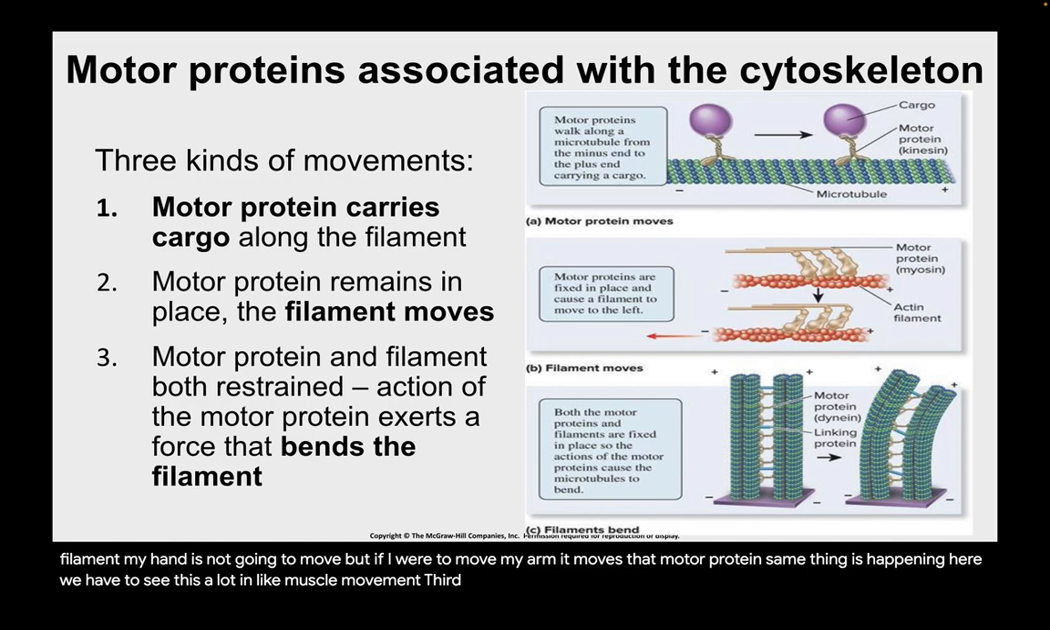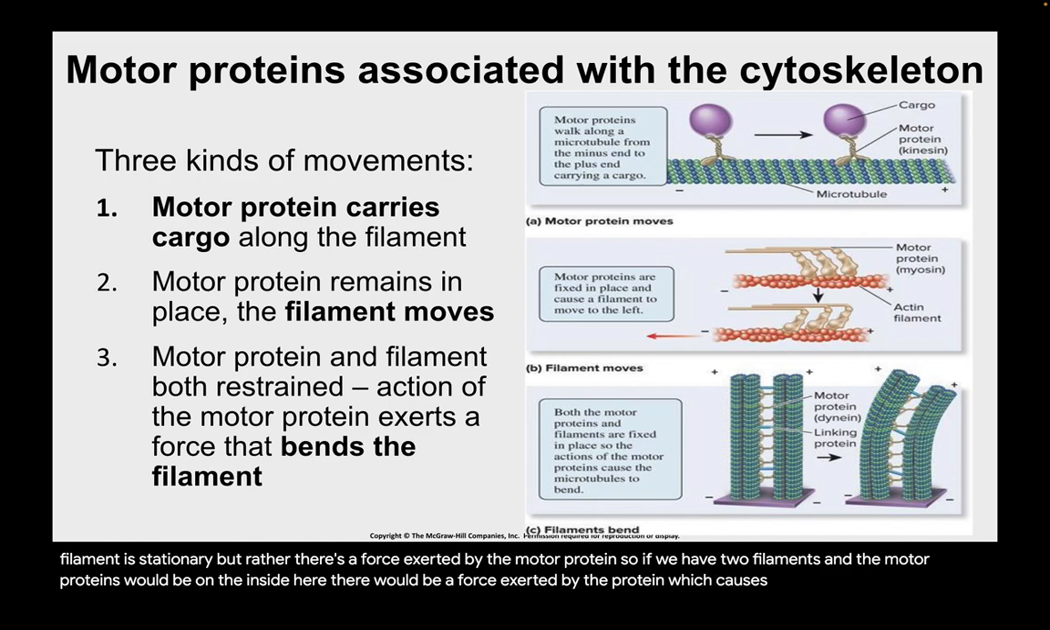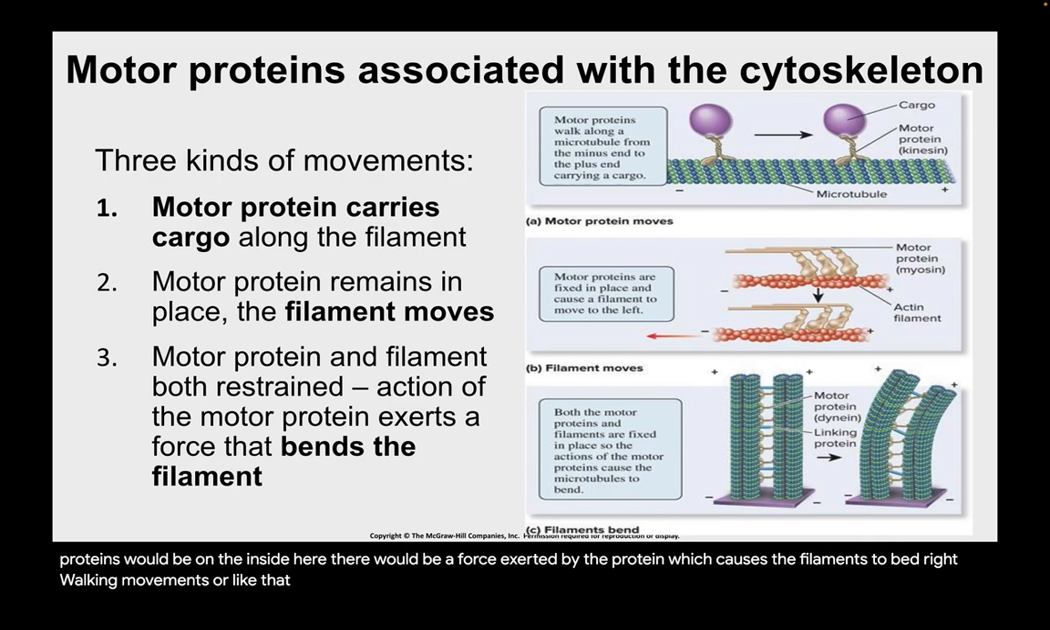The third type of movement is one where both the motor protein and the filament are stationary, but rather there's a force exerted by the motor protein. So if we have two filaments and the motor proteins would be on the inside here, there would be a force exerted by the motor protein which causes the filaments to bend. Right? So it's this bending movement now rather than a walking movement or like that hinge movement for when only the actin filament moves. Right? We often see this bending movement more often when we're talking about like cilia and flagella.